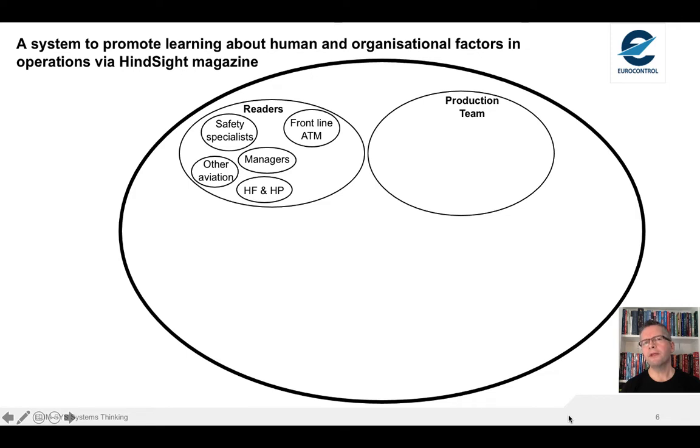And then we have other aviation stakeholders. So we have people in engineering roles, we have people in flight ops roles, and people all throughout the aviation system that might be interested in human and organisational factors in operations. And then I realised that we have other industries. So much of the content of Hindsight magazine is not just relevant to aviation, it's relevant much more generally. And so that's an area of interest where, without too much additional effort, it's possible to have a much greater impact with the magazine beyond its initial, more limited scope.